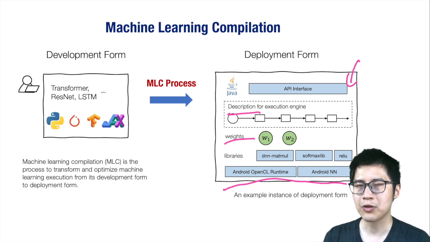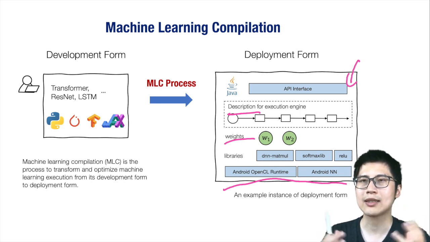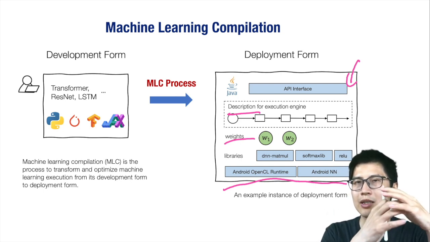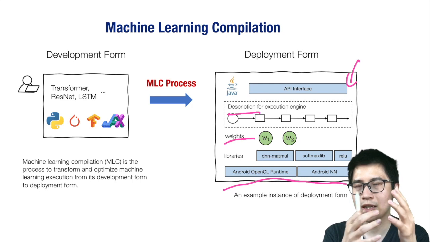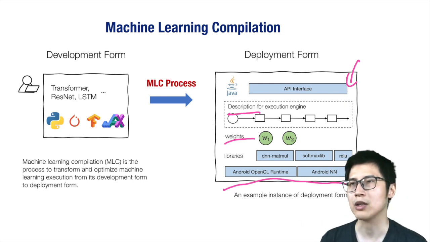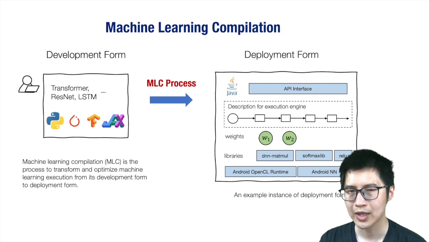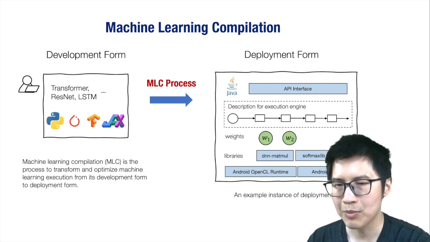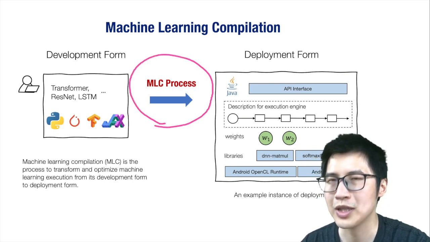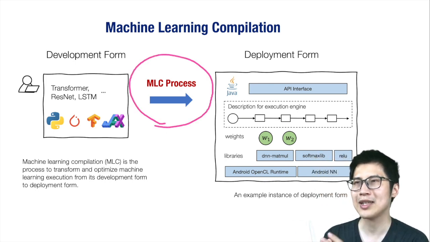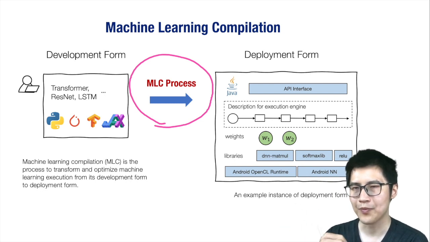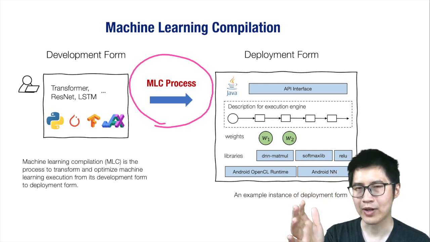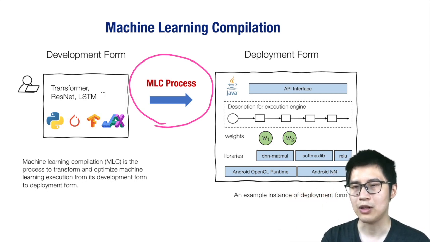And if you're not familiar with a specific term, you just need to understand that we need to be able to find deployment form in both the runtime system specific factors as well as the machine learning model specific factors. Okay, so the machine learning compilation, or MLC, process is a process. We have not yet defined how we do it, but it's a process that helps us to transform machine learning models from its development form on the left hand side to the deployment form on the right hand side.